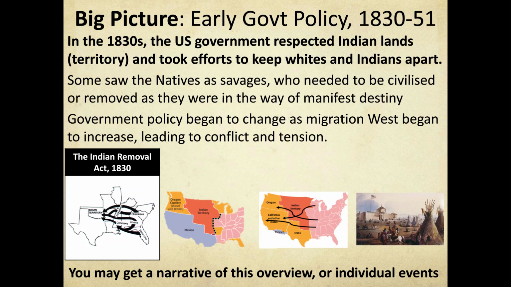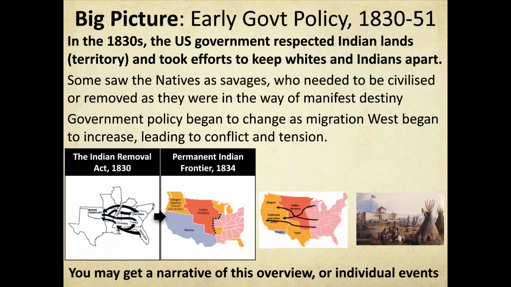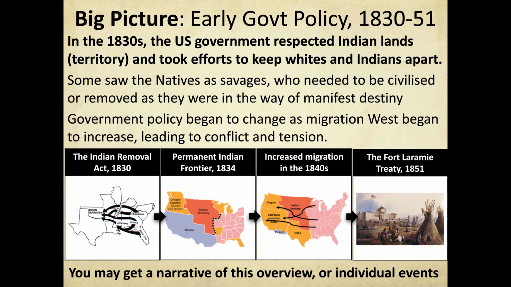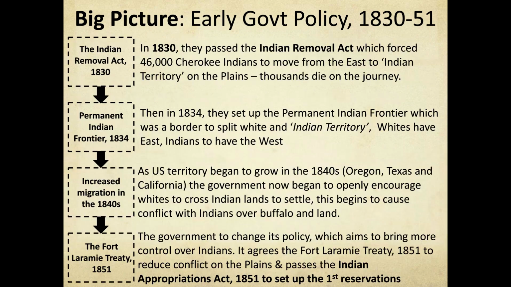So 1830, we've got the Indian Removal Act. We've got the Permanent Indian Frontier of 1834. We've got increased migration in the 40s, and we've got the Fort Laramie Treaty of 1851. You may well get a narrative that you have to answer talking about these early days. So let's look at them a bit more closely.